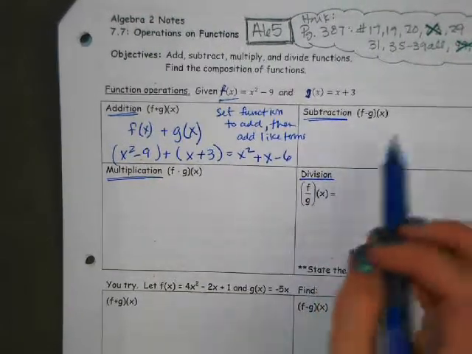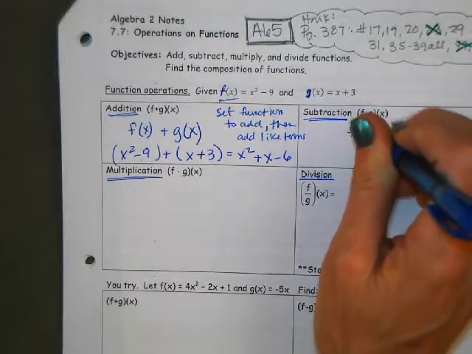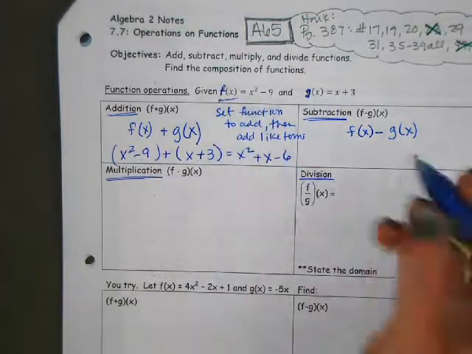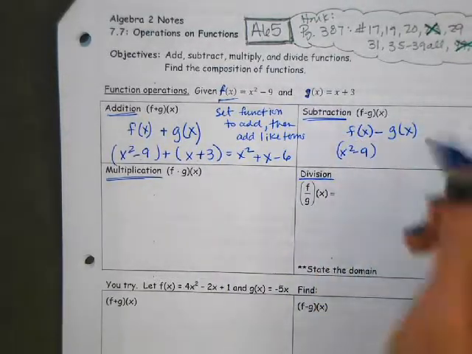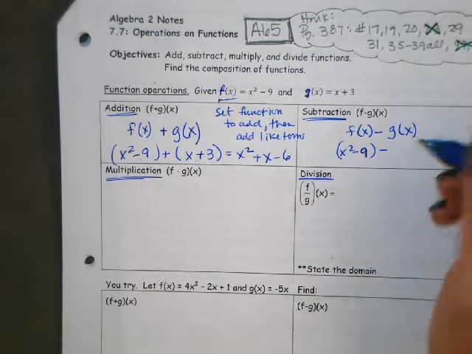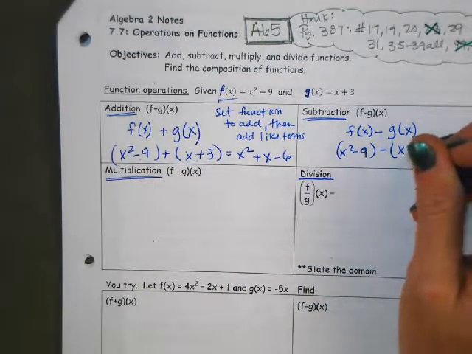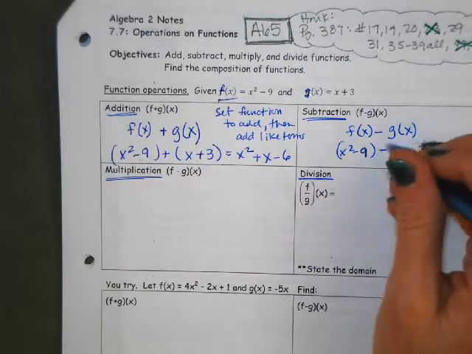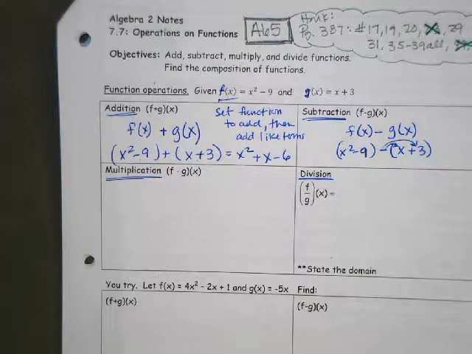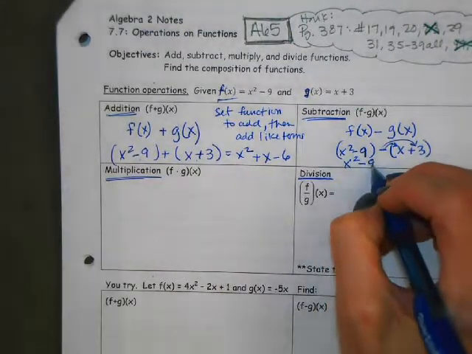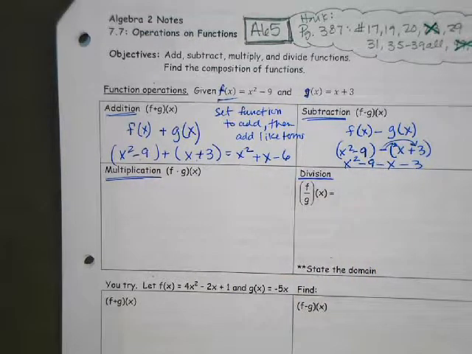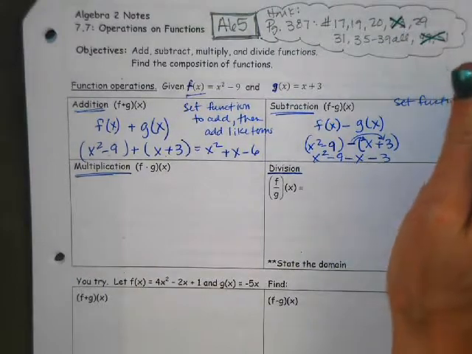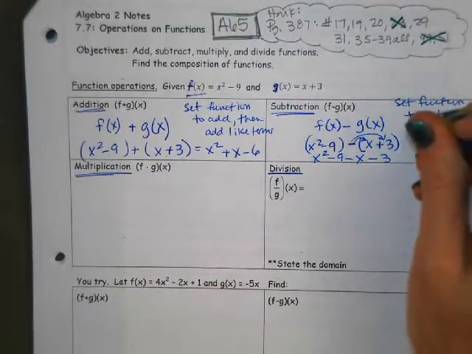You have the same thing with subtraction, but you'll see f minus g. What that's saying is take your f of x function and subtract your g of x function. So whatever this is, you subtract that. So I'm going to take my x squared minus 9. I'm going to subtract, and this goes back to making sure you are using your positives and negatives correctly. That is subtracting the whole thing, so each term needs to be subtracted. So I put in parentheses to know that needs to be applied to both. That negative needs to go to that, and that negative needs to go to that. Then I rewrite this as x squared minus 9 minus x minus 3. So then you set functions to subtract, and then combine like terms.